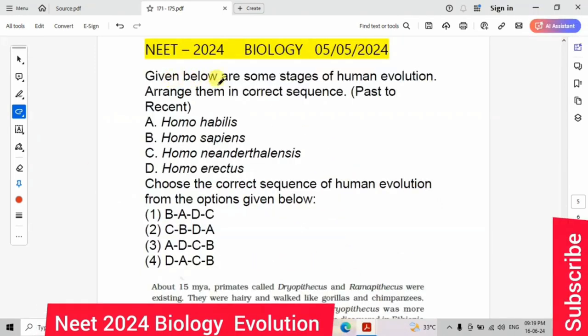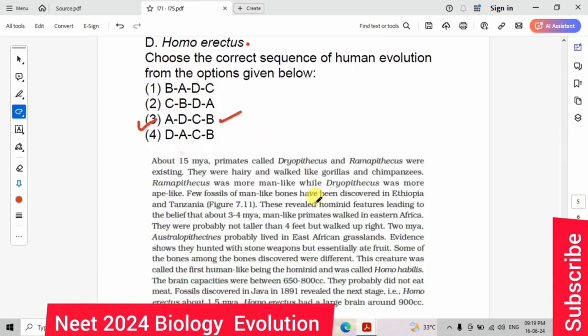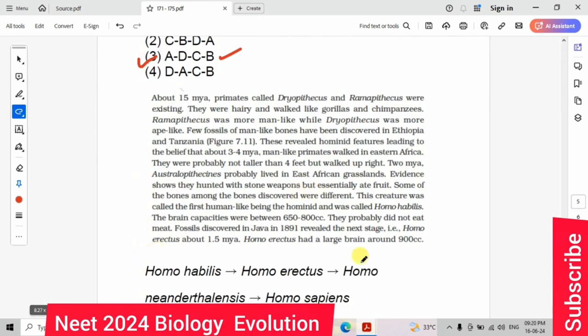Given below are some stages of human evolution. Arrange them in the correct sequence, past to recent. It is option 3, A, D, C, B is the sequence. First A, Homo habilis. Next D, Homo erectus. Next C, Homo neanderthalensis, and B, Homo sapiens. You can see the NCERT paragraph here, and you can see the sequence of human evolution from the chapter known as Evolution, Class 12.